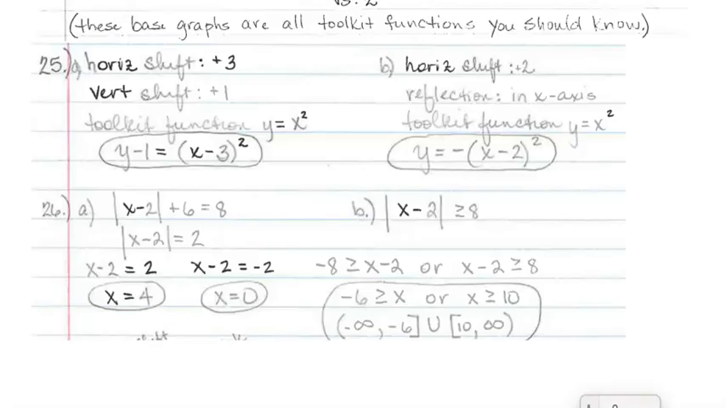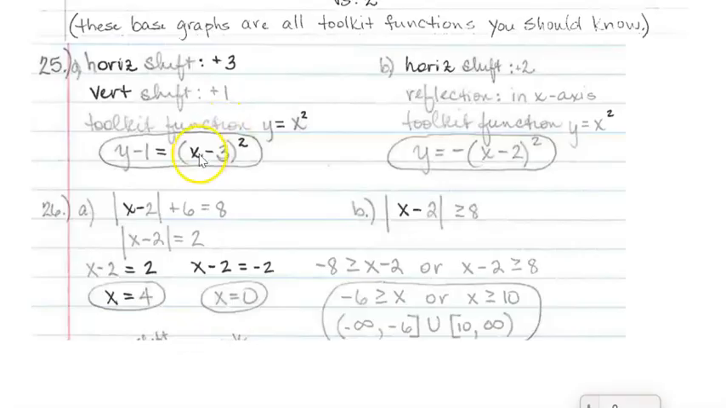All right, then for 25, they gave us the graph and they asked us to come up with the equation. All right, so our base function is our parabola, y equals x squared. That's our toolkit function. And so if you look at your graph, you can see that the normal parabola has been horizontally shifted to the right, a positive 3, and vertically shifted up 1, so a positive 1.